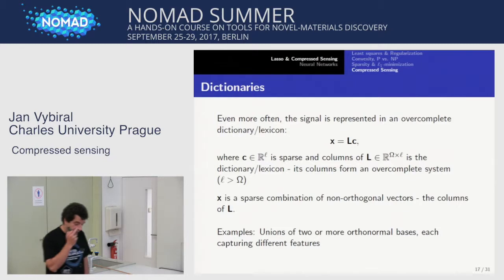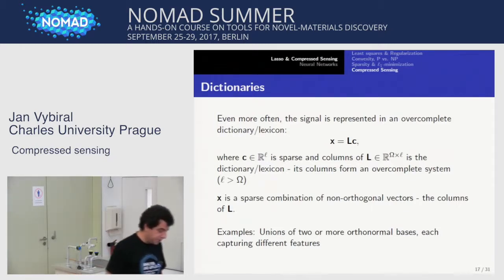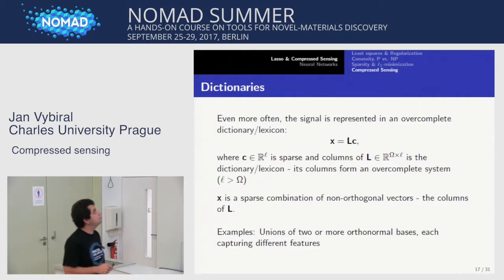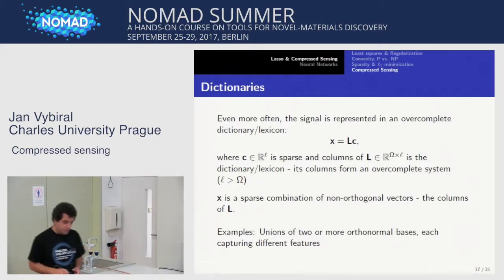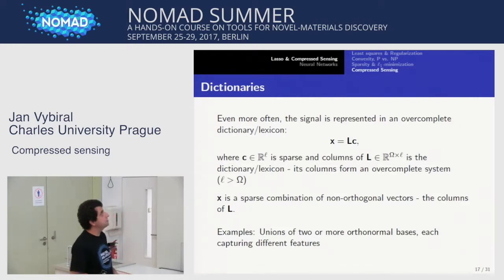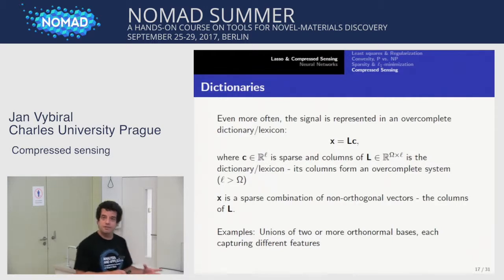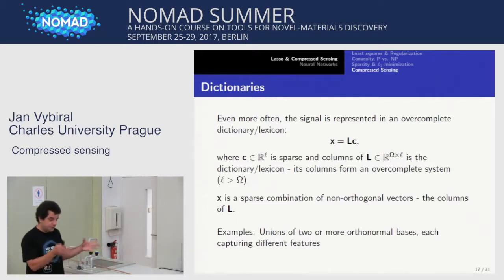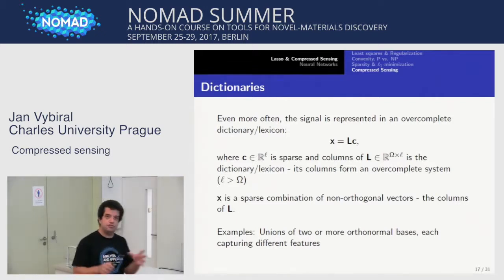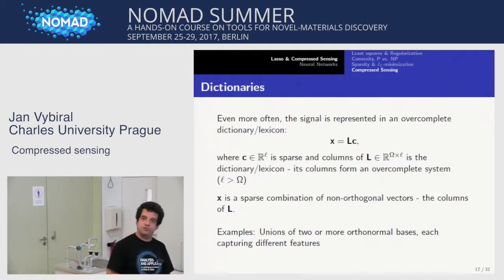The more difficult one is also quite popular in signal processing. Namely, you have some dictionary, or let's call it lexicon, denoted by capital L, which is a system of vectors in the right space, in the finite dimensional space, but it's overcomplete. So it has more elements than the dimension of the space. That's because your objects, like pictures, might combine more features, and you have one set to capture some of the features and another set to capture the other features.